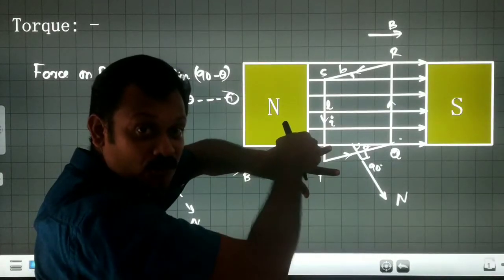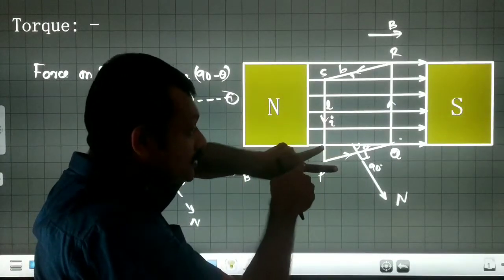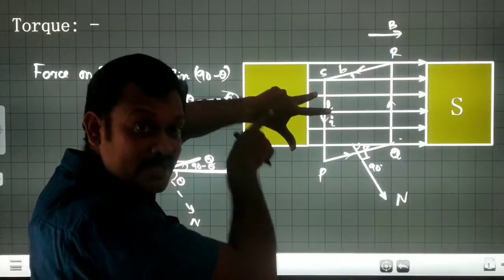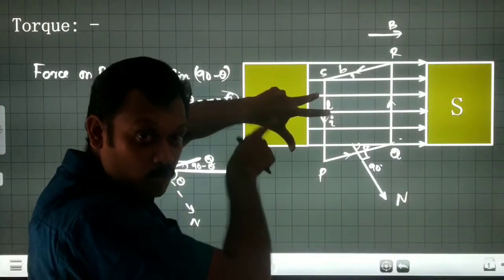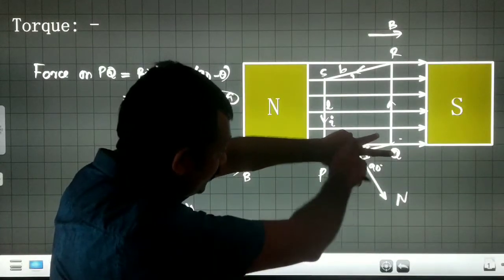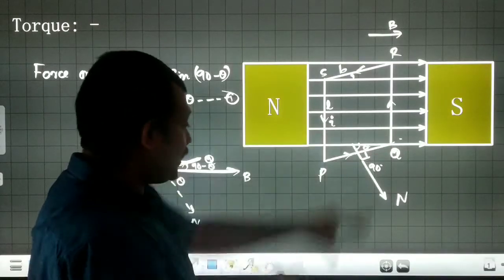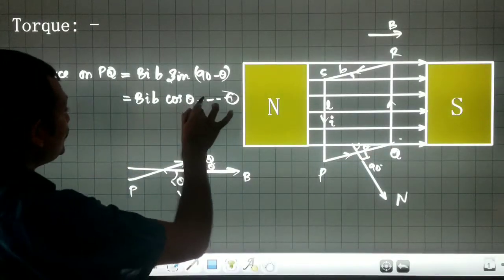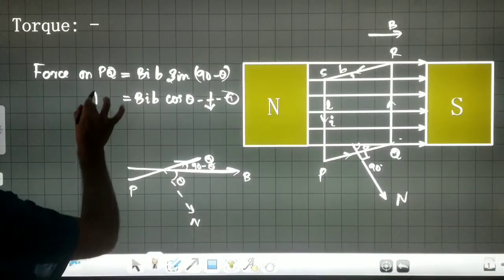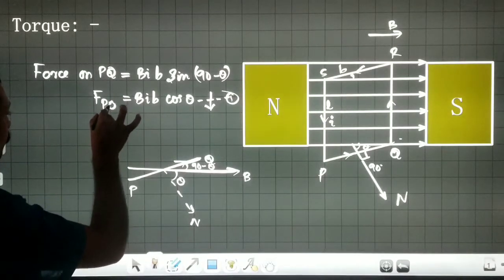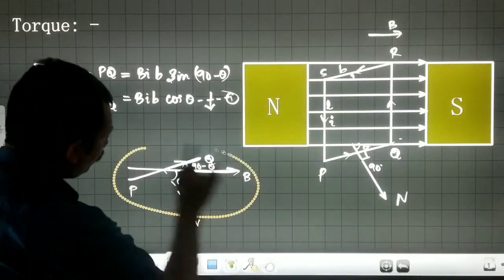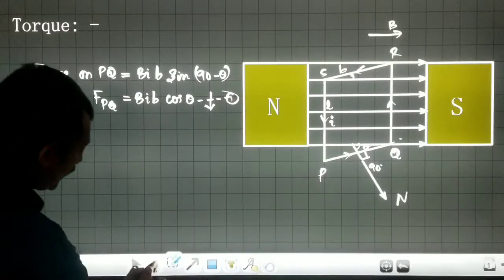This is the direction of the current element PQ, and this is the direction of the magnetic field. You can see that the thumb is directed vertically downwards, which means this force is acting downwards. I will call this force on PQ, FPQ. Now the job of this one is over, and we will take the next one.